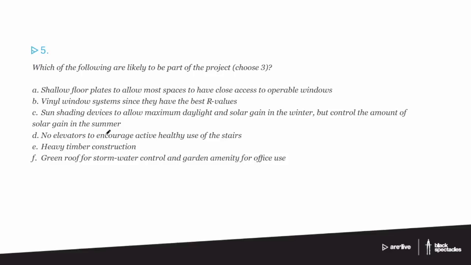But okay, 5. Which of the following are likely to be part of the project? Choose 3. So what do we have here? We have shallow floor plates to allow most spaces to have close access to operable windows. That sounds like something we read just a few minutes ago in the climate analysis. Vinyl window systems, since they have the best R values. Sun shading devices to allow maximum daylight. We also saw something in that about daylight.